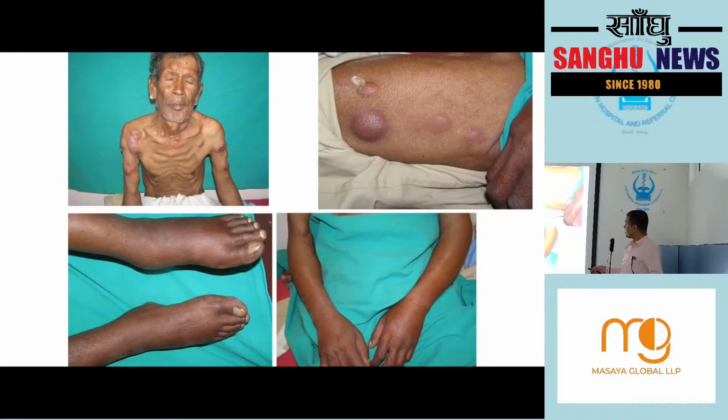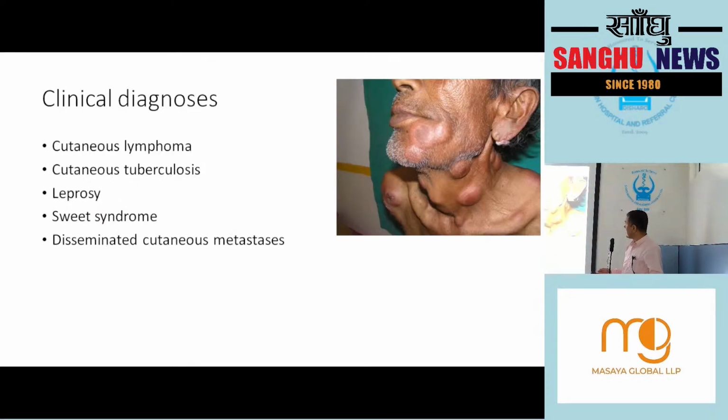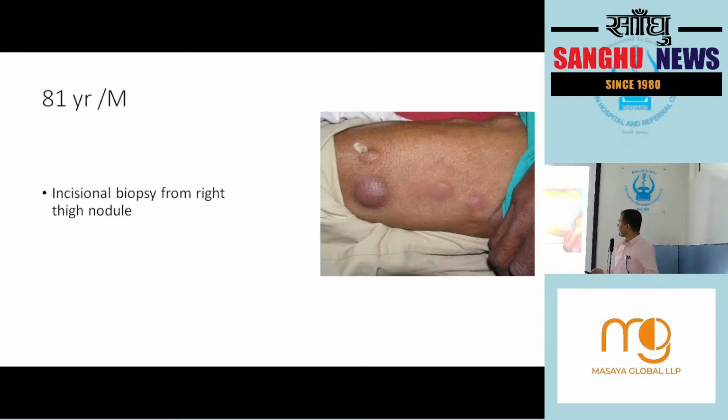These are some more pictures of the patient. There is nothing much more here. These are the clinical and provisional diagnoses given to me. Lymphoma, number 1. I do agree, it looks like a lymphoma. Cutaneous metastases, disseminated, yes. Tuberculosis, leprosy, Sweet syndrome. Some more differential diagnoses. Let's see.